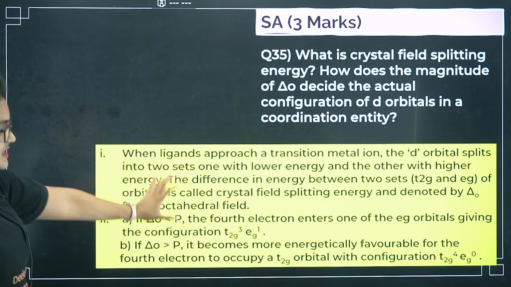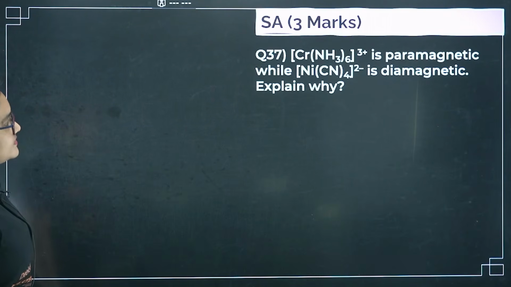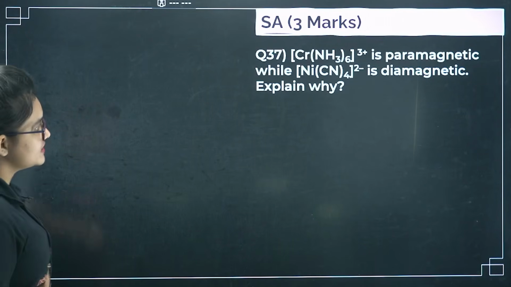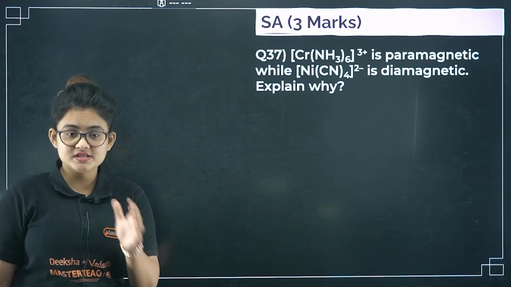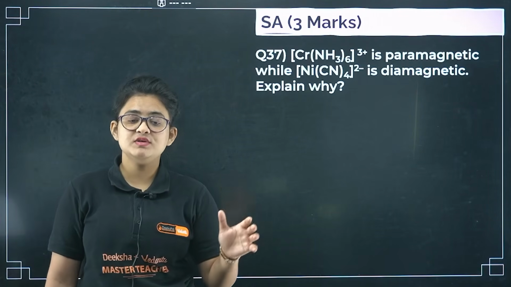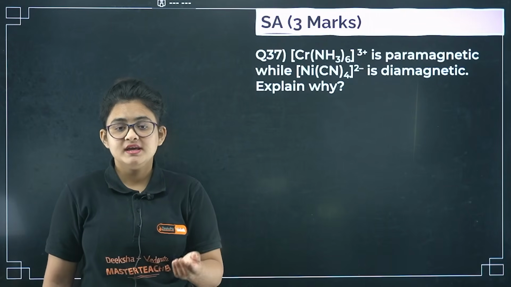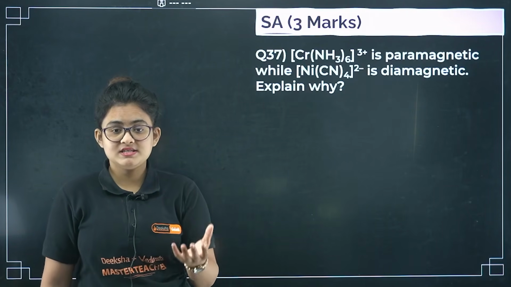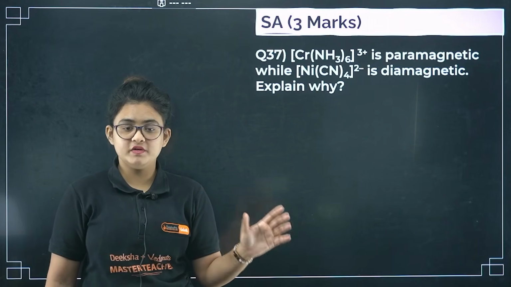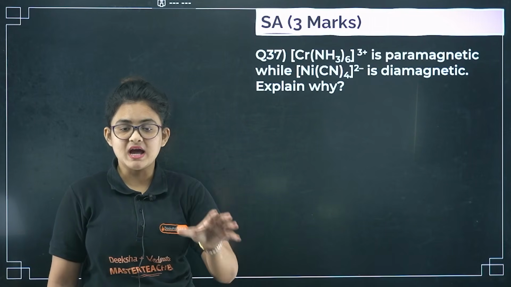This is what is written here as well. Let's proceed. [Cr(NH3)6]3+ is paramagnetic, while [Ni(CN)4]2- is diamagnetic. The reason again is the field of the ligand. CN is a very strong field ligand. As a result, it will cause forced pairing in the d orbitals of the nickel. As a result, you will get no unpaired electron there. Hence, it will be diamagnetic.